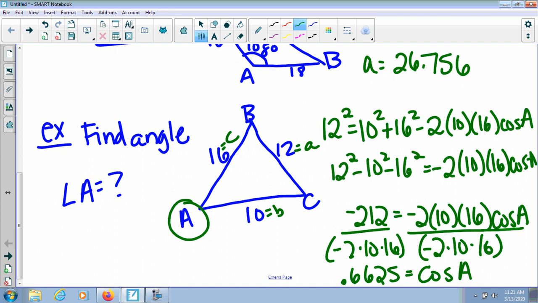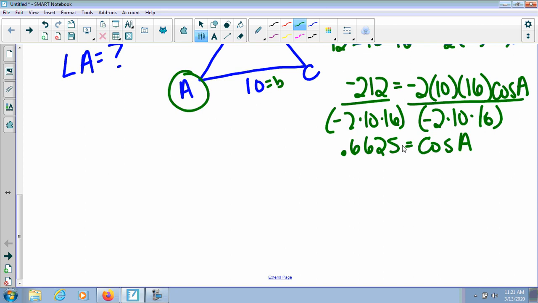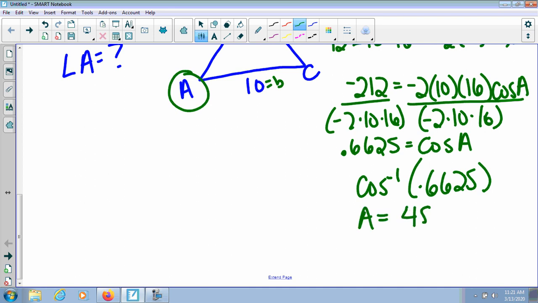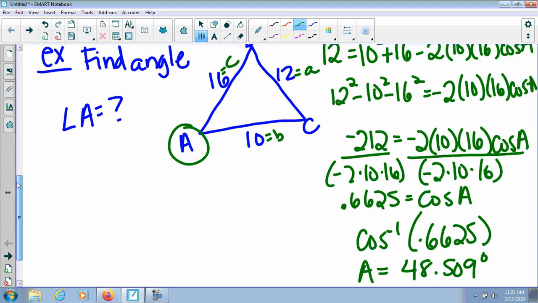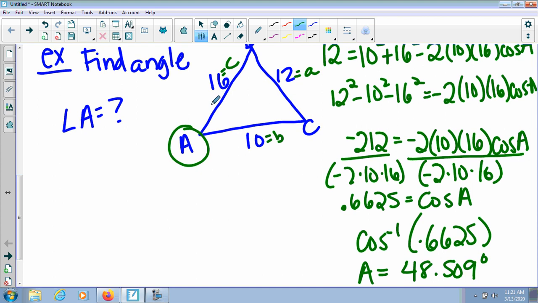And how do you figure out what an angle is? If you don't know the angle, we're going to do the inverse cosine. So we'll do inverse cosine of 0.6625, and that's going to give us A. Just real quick, inverse cosine 0.6625, and if you're doing this at home, you'll know that that is 48.509 degrees. So that is how you would use the law of cosines to figure out a missing angle.